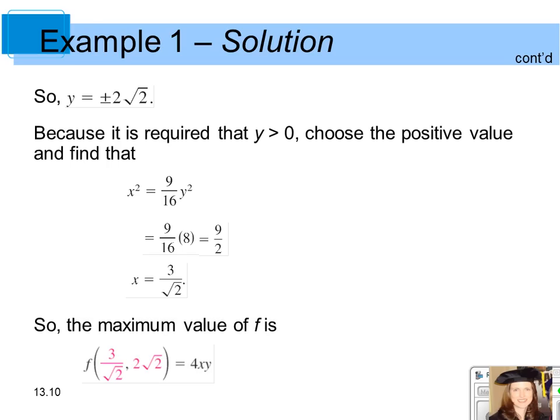So the maximum value is what you get when you evaluate that primary equation, that objective equation, by plugging in 3 over square root of 2 for x and 2 square root of 2 for y into the equation for the area of the rectangle, which is 4xy. When you plug those in and simplify, you get that that area is equal to 24. So that ends up being the rectangle with the largest area that can be inscribed in that ellipse. We used gradients and the method of Lagrange multipliers to solve this optimization problem with a constraint.